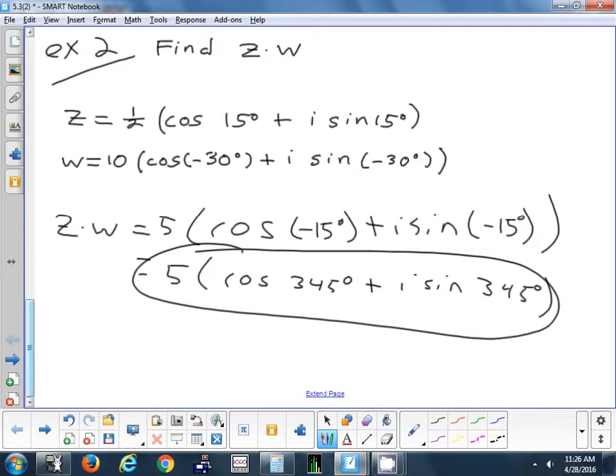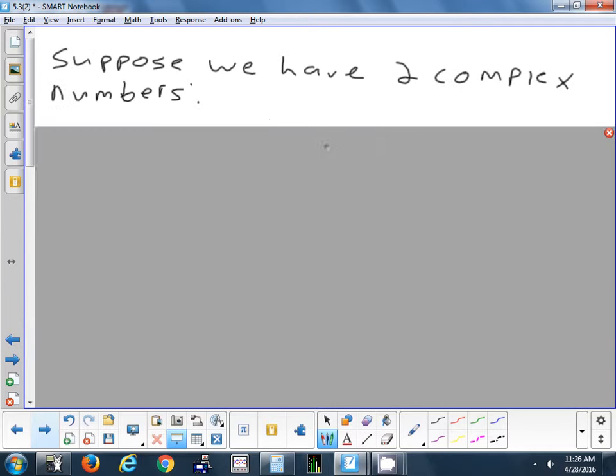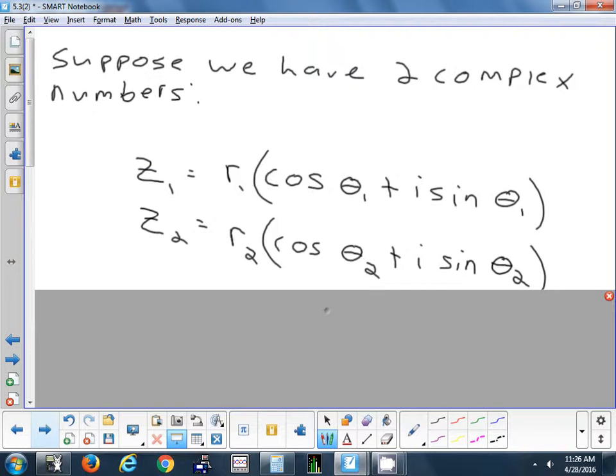That's from multiplying. Now when we do dividing, the steps are going to be just as easy, but they're different, so we just have to make sure we keep them straight. Suppose, again, we have two different complex numbers. The first one has a radius of r1, the second one r2. First complex number, its angle would be theta 1. Second complex number, the angle is theta 2. We will know all those values in a real problem.